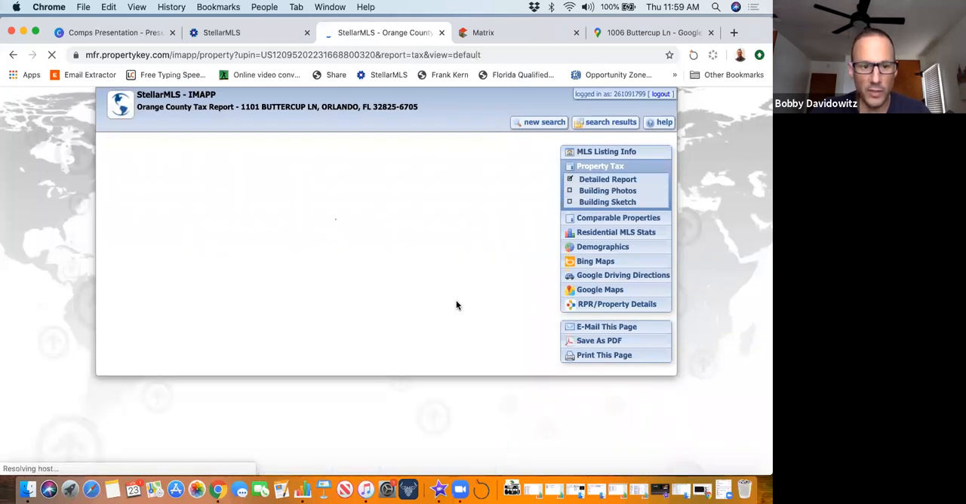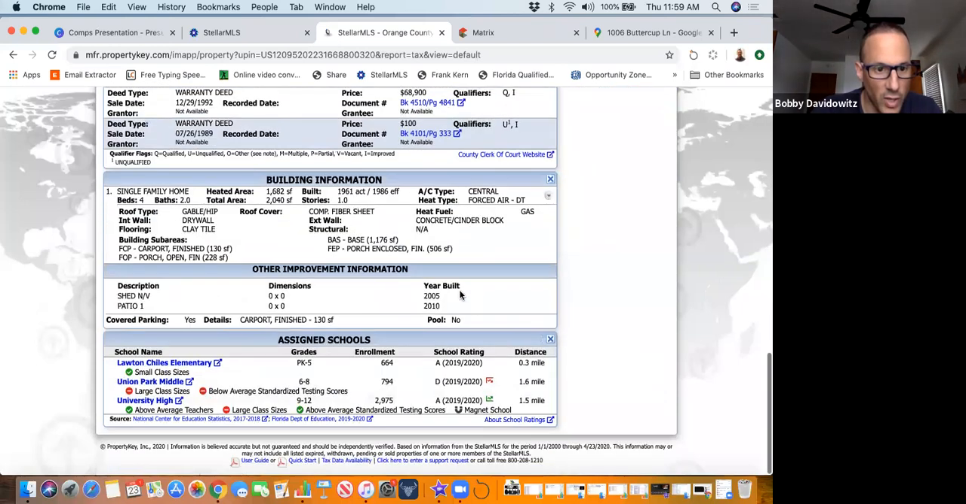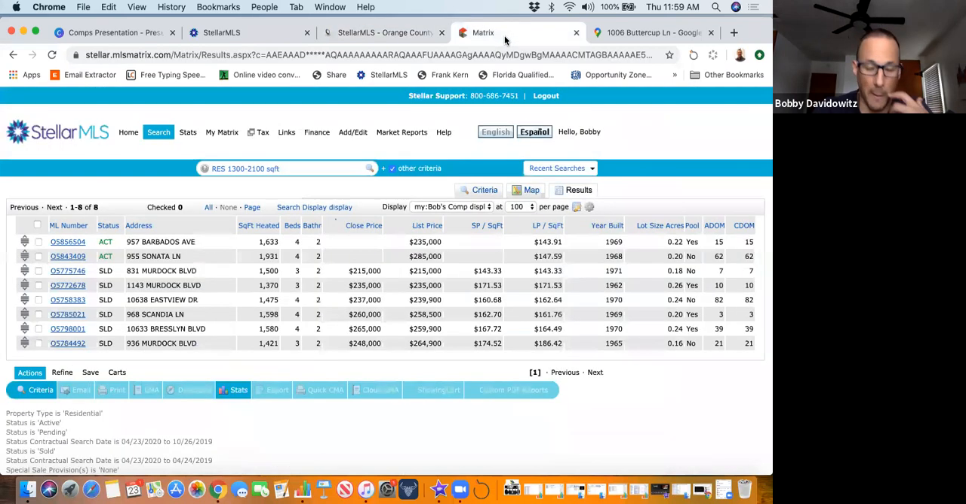I'm going to check one more thing that might affect us, which is what it's built with. I want to make sure. Okay, it's concrete block. So that's good. People tend to like concrete block properties more. They're more solid, with fewer termite problems, things like that. I want to make sure ours wasn't wood frame compared to some of these block properties.